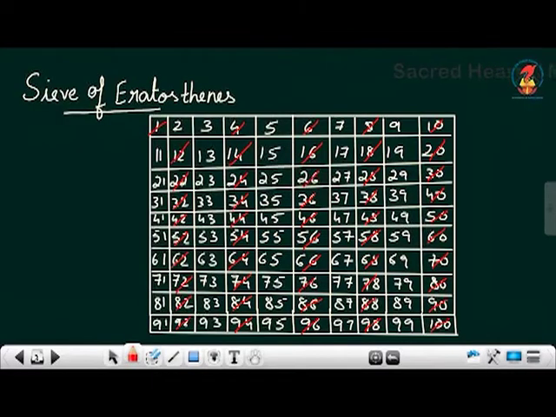3 2s are 6, already gone. 3 3s are 9. 3 4s are 12. 3 5s are 15. 3 6s are 18. Some of them are already crossed out, okay.